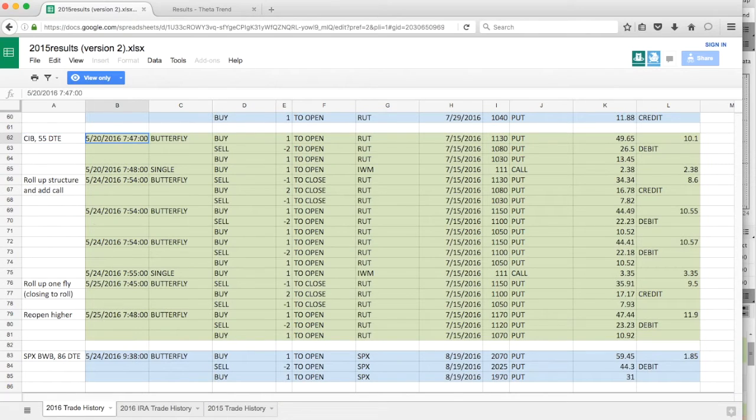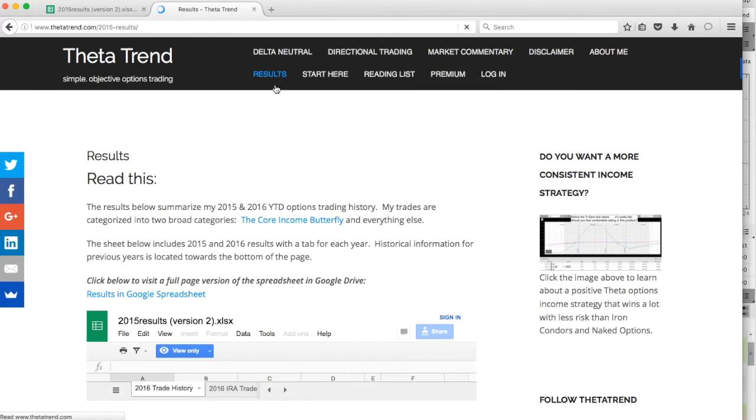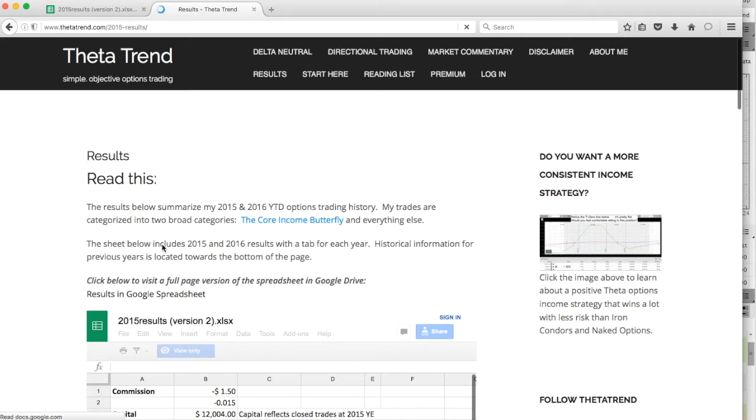You can see here on 520, this was the initial trade. It was a 1080 put butterfly, and then it was rolled up. It was rolled up, it was moved up again, and we're going to talk about this in a little bit more detail. But if you want to see the exact orders, go to the Theta Trend site, thetatrend.com, and click on this results link, and it brings you to this page here. You can see the full order history in that spreadsheet.